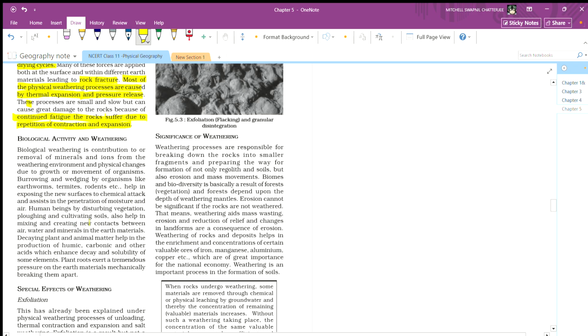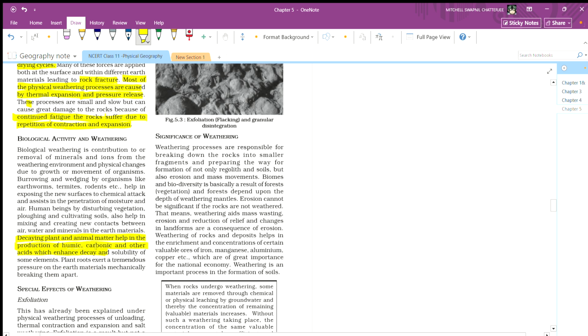Human beings, by disturbing vegetation, plowing and cultivating soil, also help in mixing and creating new contact between the air, water, and minerals in the earth materials. Decaying plant and animal matter help in production of humic, carbonic, and other acids, which enhance decay and solubility of some minerals.